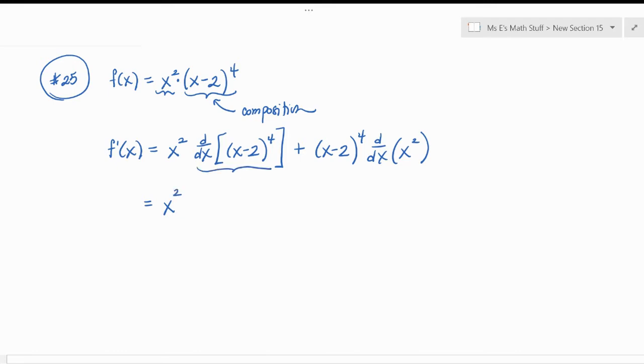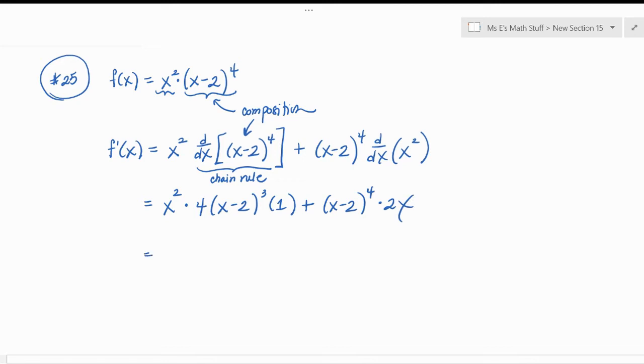So for d dx of x minus 2 to the fourth, because you see a composition of two functions, we're going to need to use what's called the chain rule to get the derivative. So we're going to have, for this derivative, the derivative of the outside function times the derivative of the inside function, which I guess is just 1. So that was a little non-eventful. Got all excited for nothing. And then over here we'll have x minus 2 to the fourth, and then d dx of x squared is just 2x. There we go.